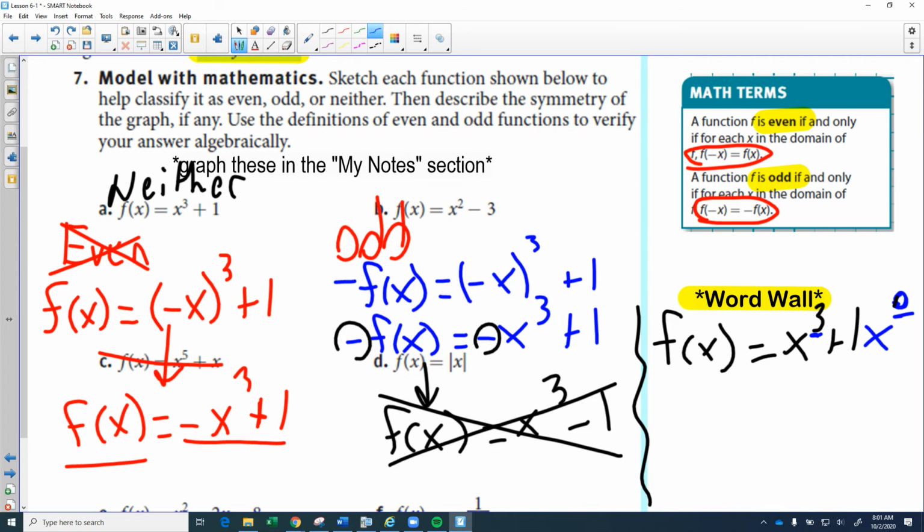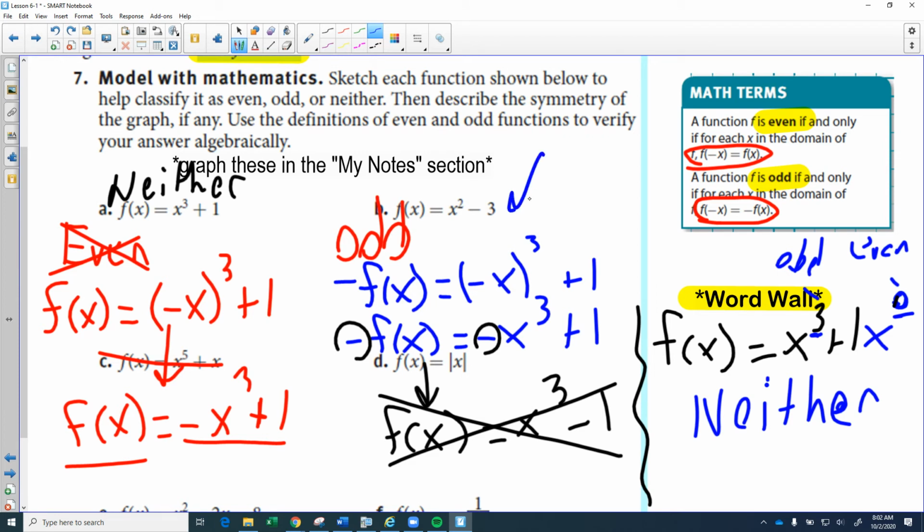Well, 3 is odd and 0 is even. So see how they're two different types? Because of that, I can automatically determine that this is neither. It can't be even, nor can it be odd. Okay? And that's one of the key things to understand in this section: I can tell if something's even or odd based off that information. I can do it the algebraic way, like we did here, where I actually test it by plugging in a negative x for the even, and then a negative x and a negative f of x for the odd. Or I could do it this way, where I test each exponent in the equation.